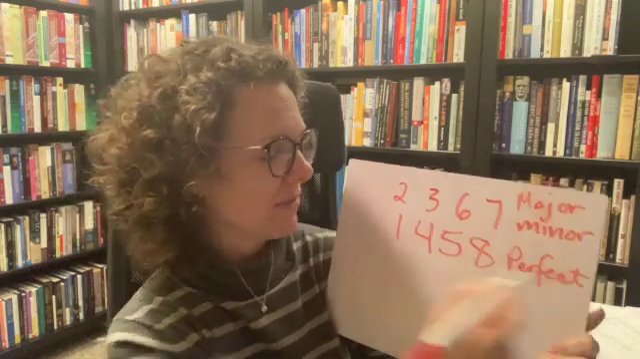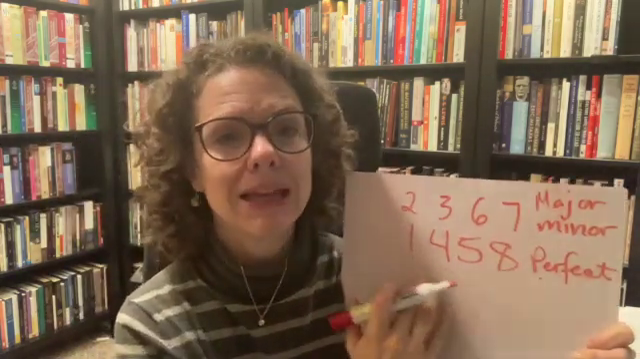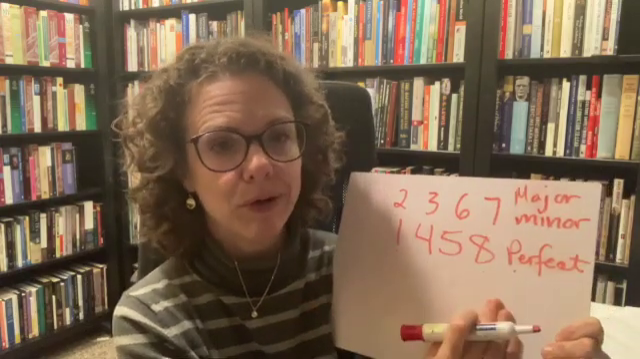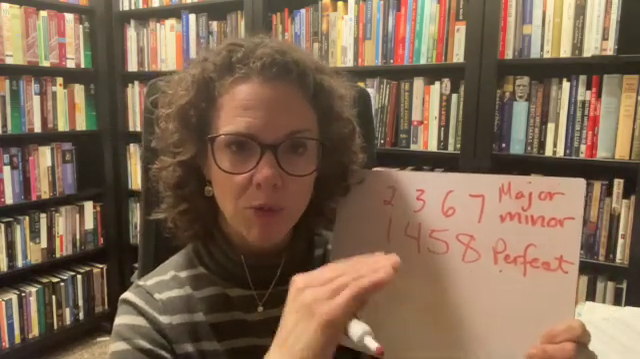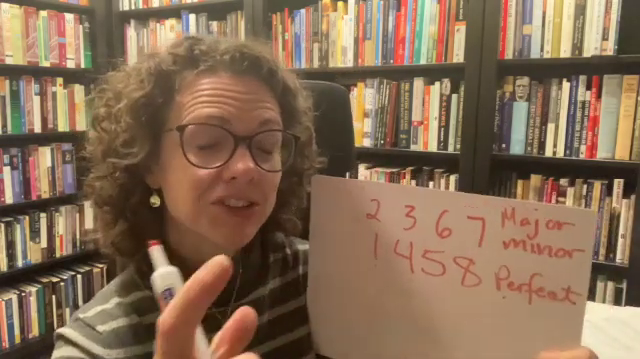Sorry, guys. Okay, 1, 4, 5, and 8 can be made perfect. These intervals cannot be made minor, okay? They are perfect. You just have that one. Now, major intervals, how do you make a major interval minor? What's the process to go from a major third to a minor third? We go down 1 half step, right? So the difference between a major sixth and a minor sixth is 1 half step.